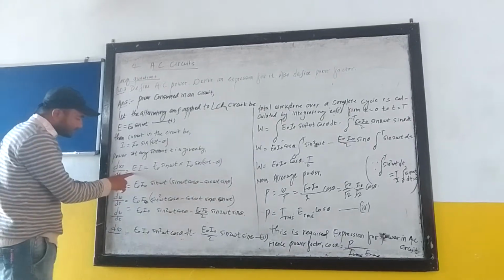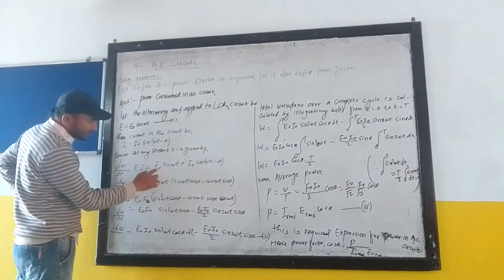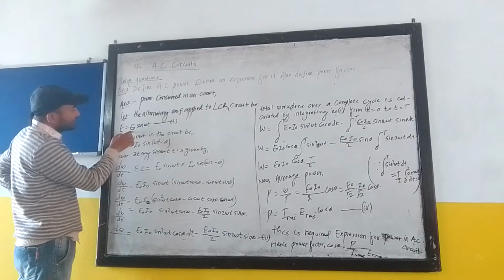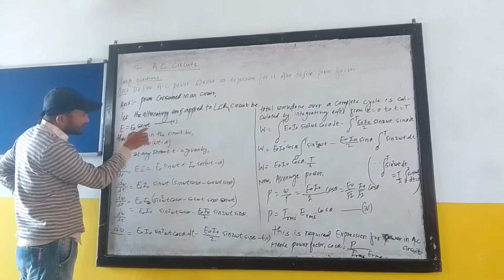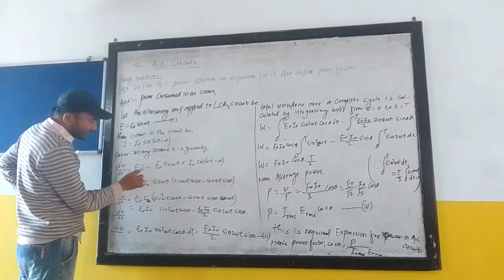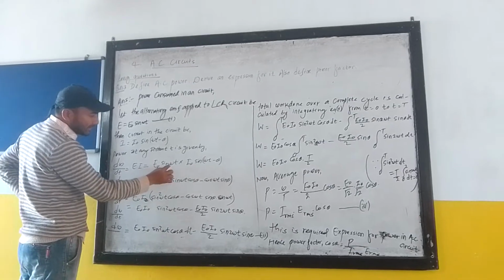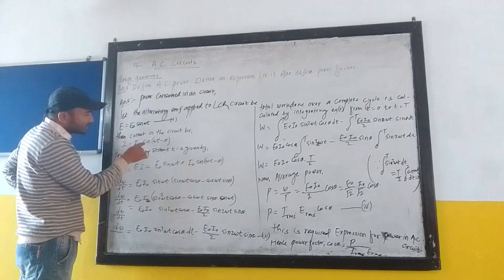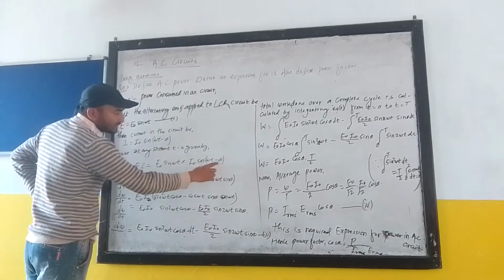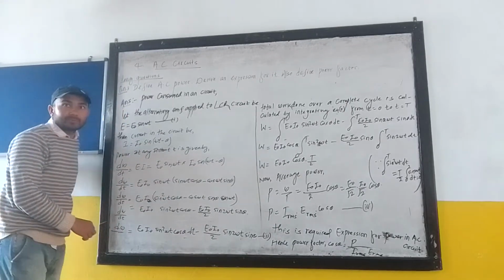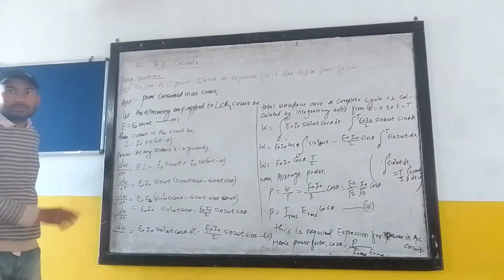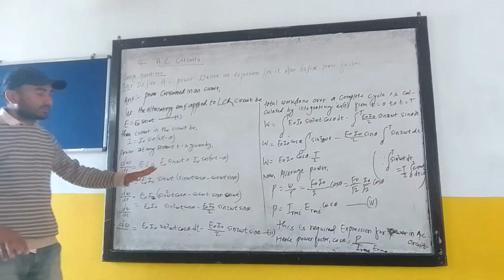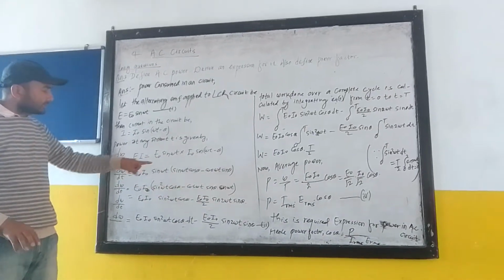In the place of EMF you can see E naught sin omega t, because from this equation E0 sin omega t. In the place of I you can see I0 sin(omega t minus theta). Have you understood? Or may I describe more about it? Yes, I think you understood it well.